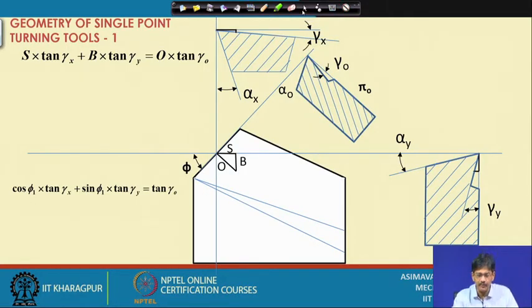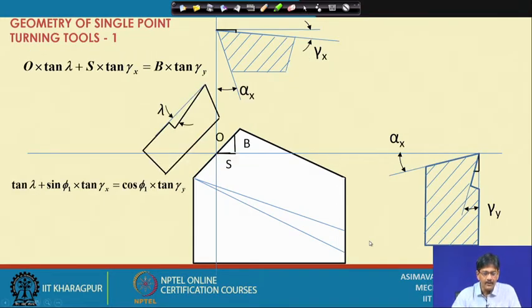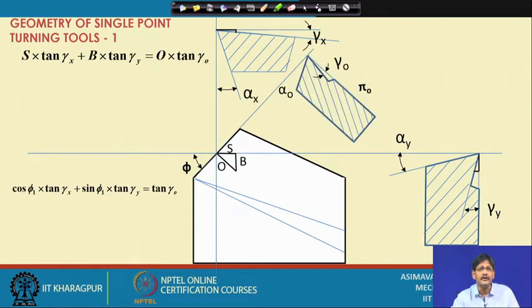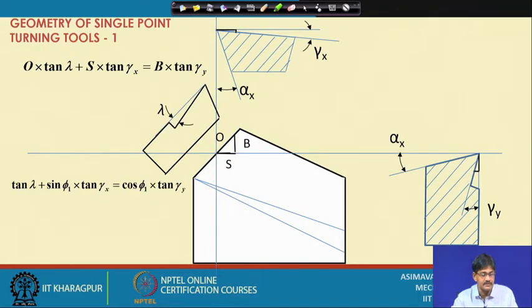In the second problem, we want to express a relationship between lambda, gamma x, gamma y. You might say, what was the relation that we expressed in the previous one? In the previous one, we expressed a relation between orthogonal rake and back rake and side rake. Now, we want to express a relationship between inclination angle lambda and back rake and side rake.